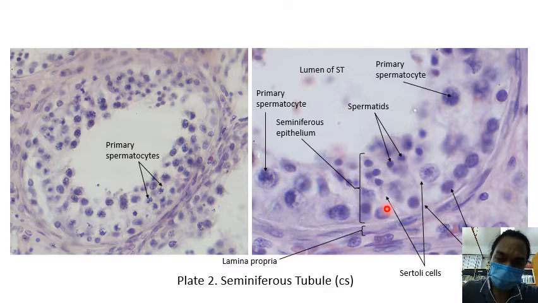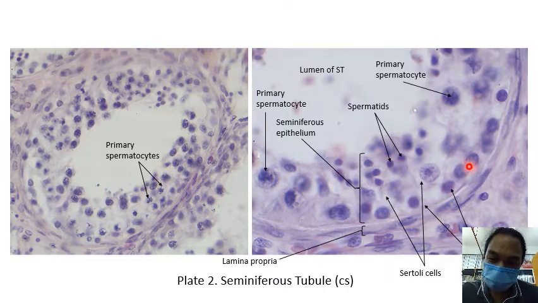Speaking of the epithelium, there is a lamina propria here, and there's also a very thin layer of smooth muscles, which can actually contract to have that subtle peristaltic movement in the seminiferous tubule that will also help move the newly made sperm into the epididymis later on.